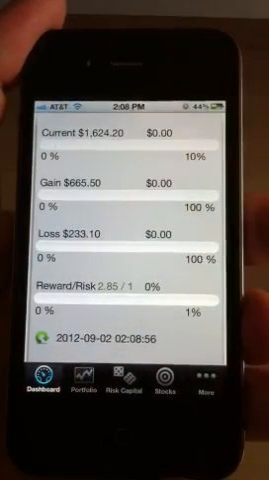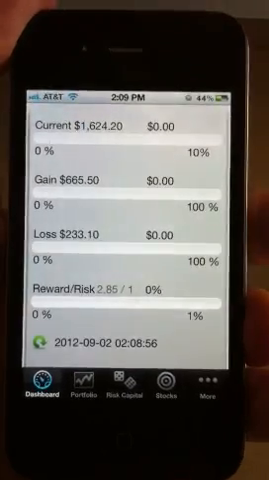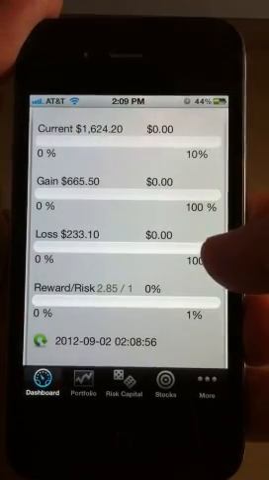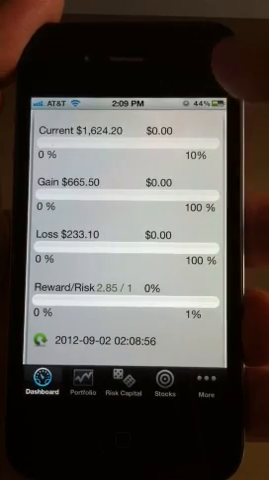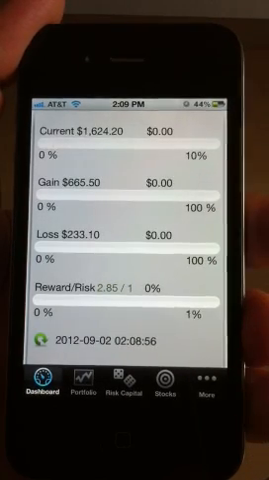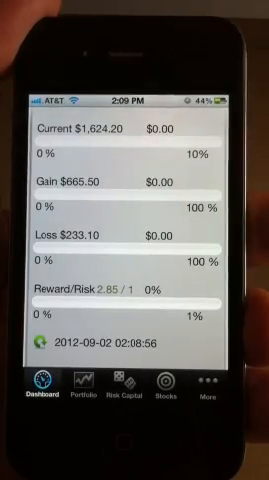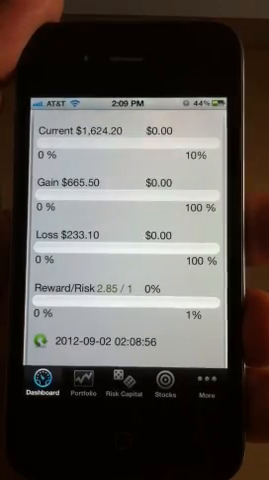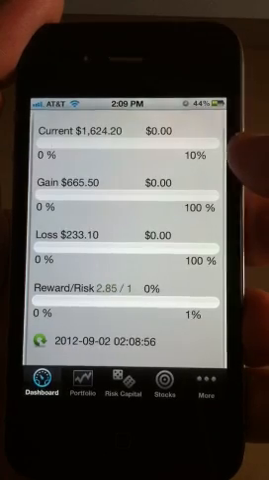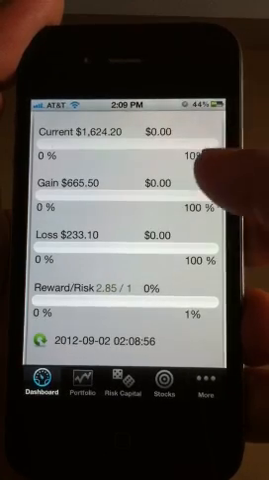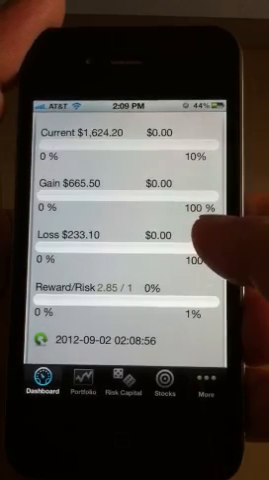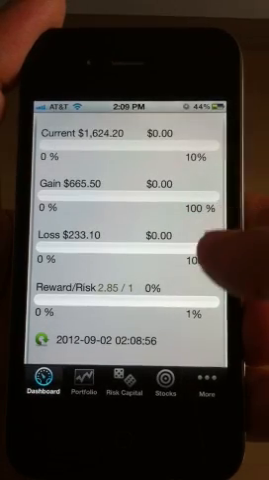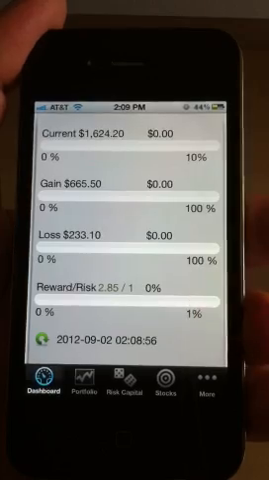Now your current portfolio increased because we added more stocks. Your gain and your loss also changed. As time passes, you would see that these values are going to change as the one-year target and the 52 weeks low for these stocks start to change. You would see daily how much your current portfolio changed. You would see if your gain actually increased or decreased. You would see if your loss increased or decreased, and how well you're doing with your risk.